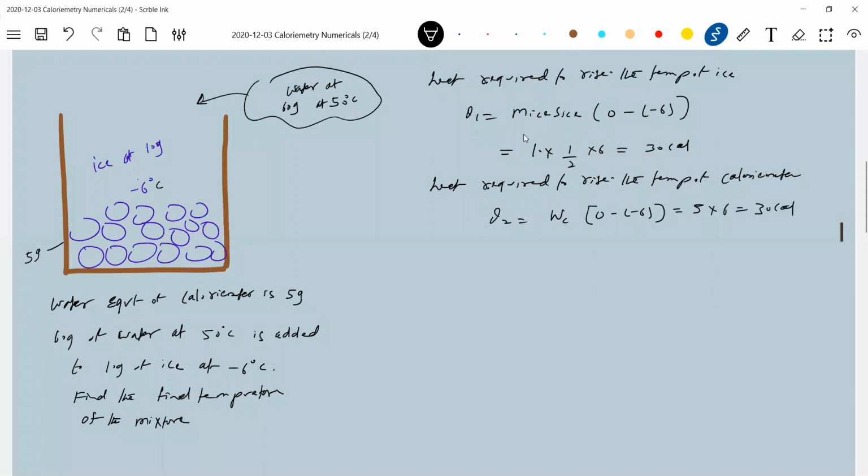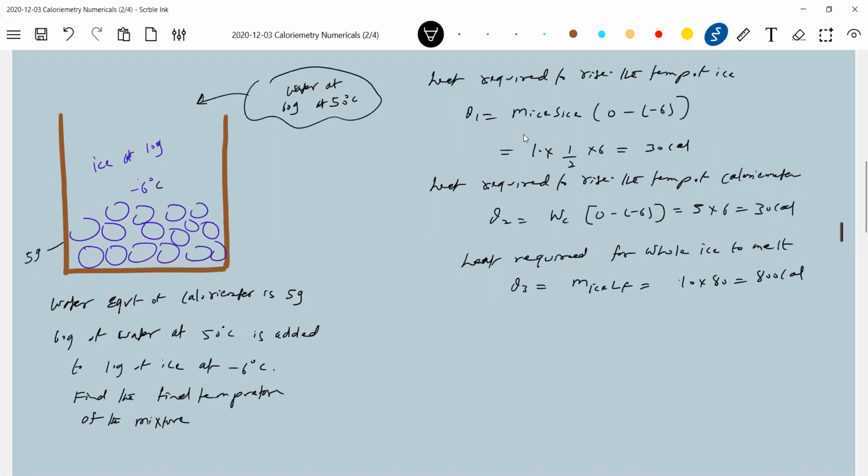Heat required for all the ice to melt. Q3 should be equal to mass of ice into latent heat of fusion. Mass of ice 10, latent heat 80, so 800 calories.